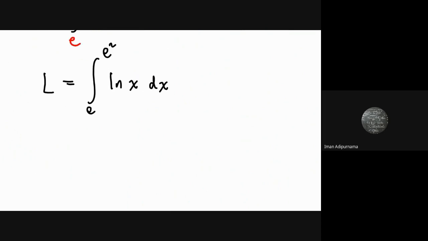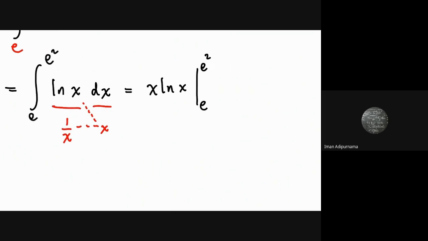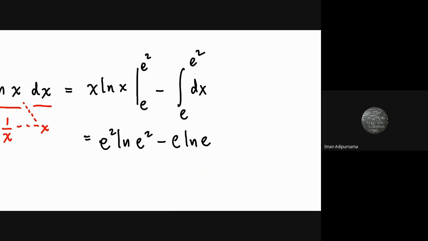If you remember how to solve the integral of ln x, we can use integration by parts. So we can have 1 over x here and x here, and cross multiply. So we will have x ln x, plug in e and e squared, minus the integral of 1, which is x, from e to e squared. We will have e squared ln e squared minus e ln e, minus (e squared minus e).